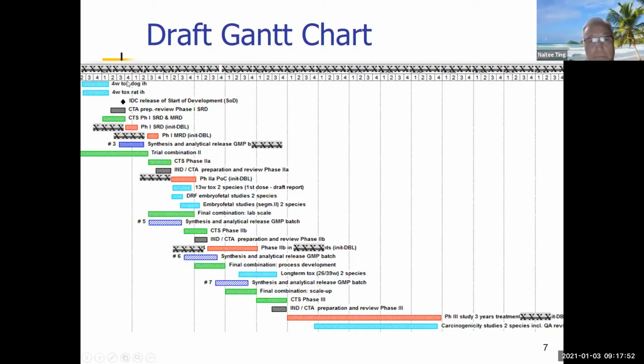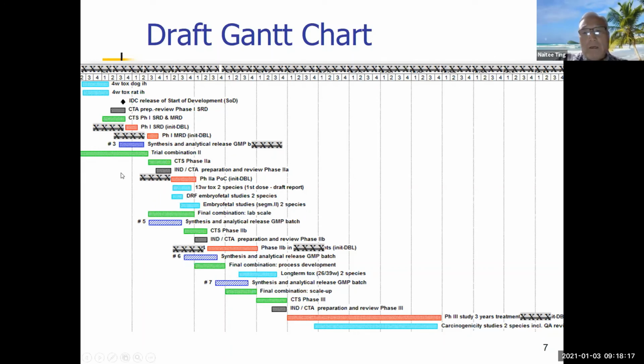Now, after you have these drugs, you have the tox studies, and you have some of the basic information, you move into phase 1, all right? So there are 4 phases in clinical development. There's phase 1, phase 2, phase 3, and phase 4. Phase 4 is typically post-marketing, all right?